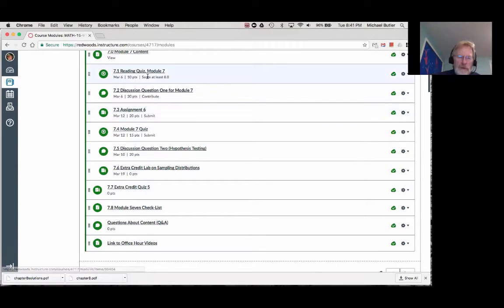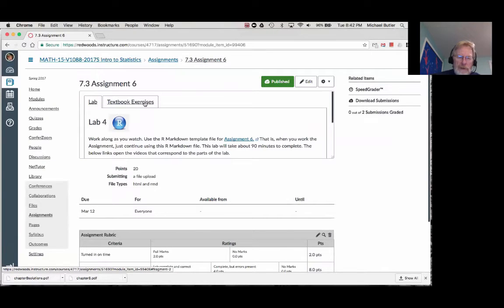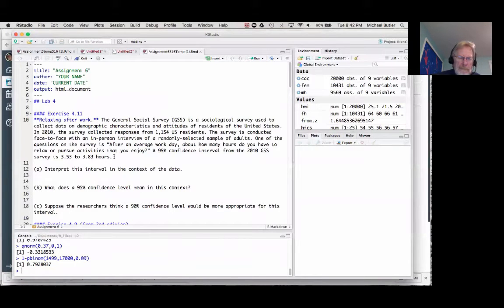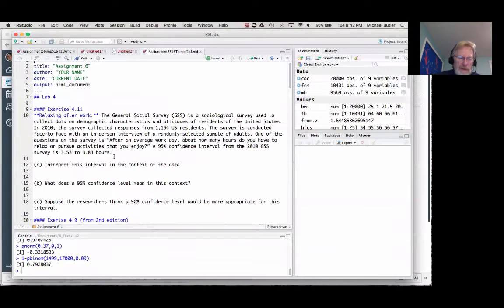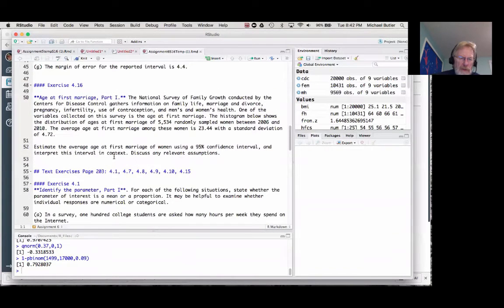No, so there's the reading, and the reading is really thick. This is probably one of the harder things that we've had to read, comprehension-wise, as to what's actually going on. And then assignment 6. If we take a look at the template, let's go ahead and get that open. So this is the lab. I did quite a few of these problems on the lab, and then we start the textbook exercises down here.